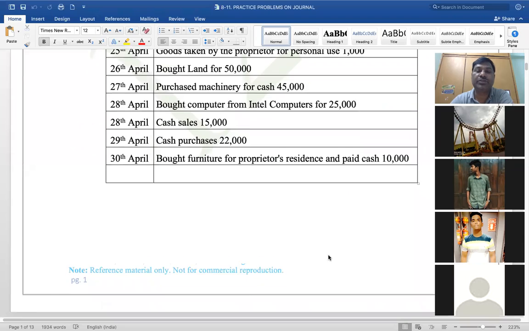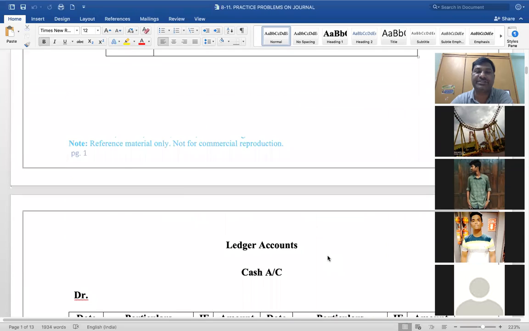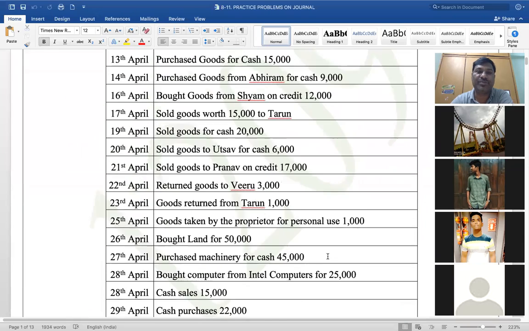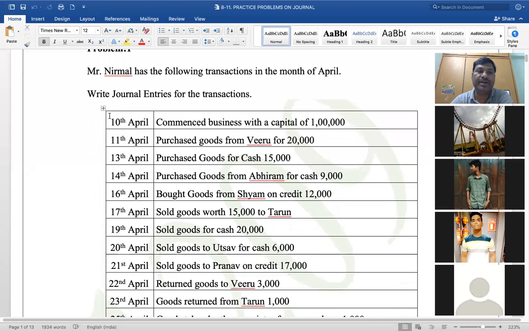Right. So ledger is what we will start. This is the problem. Nirmal has the following transactions in the month of April. We have passed the journal entries for all these transactions from the first day of the accounting period.